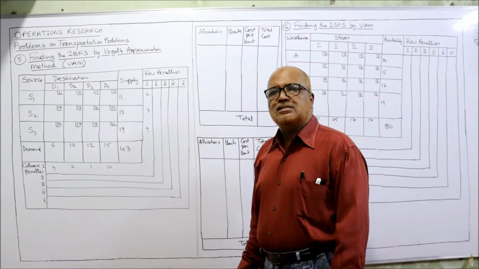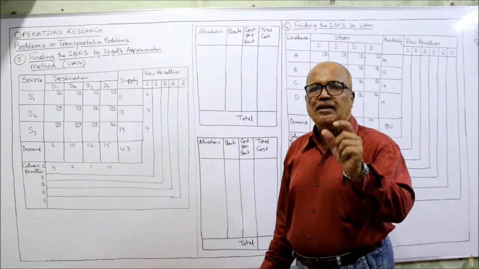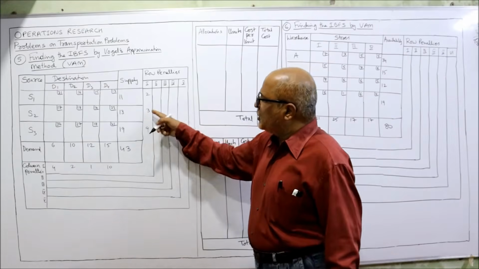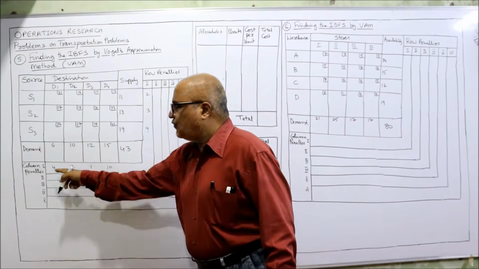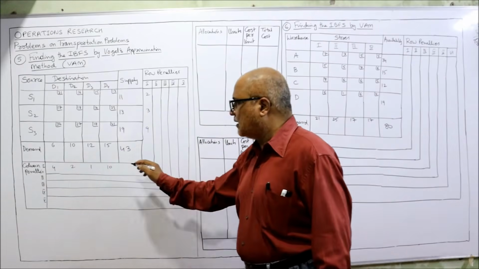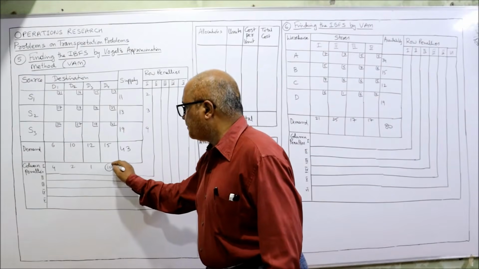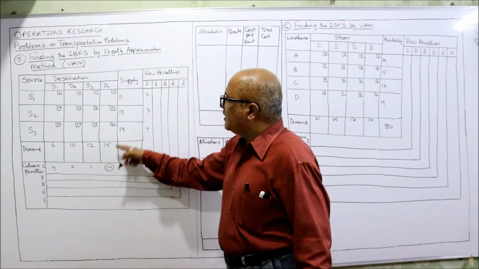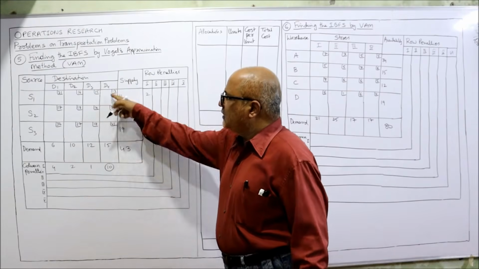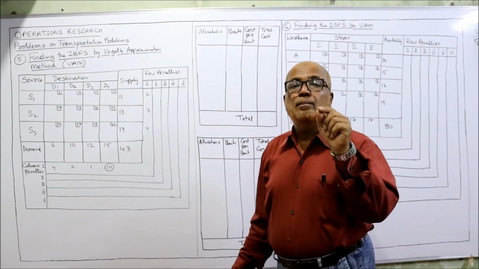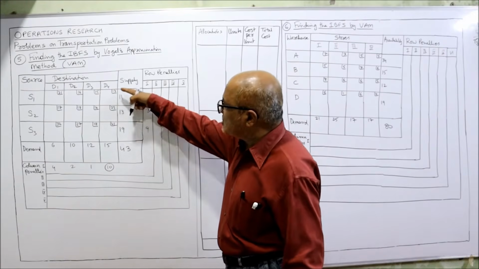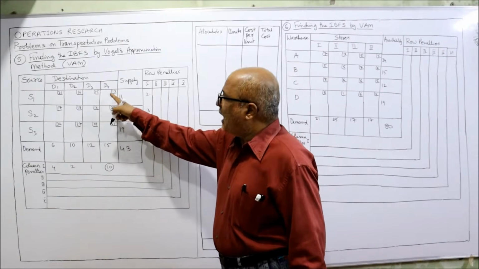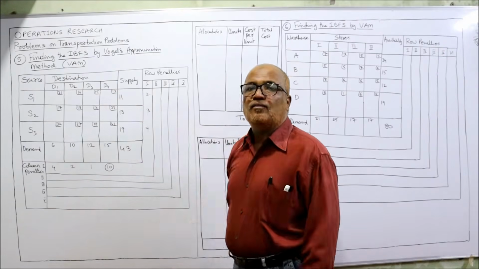In these penalties, select the highest penalty. 2, 3, 9, 10, 1, 2, 4. The highest penalty is 10. Round off this 10. In which column are we getting this 10? In D4 column. In this D4 column, what is the minimum cost? The minimum cost is 13. So allocate in this cell of 13.